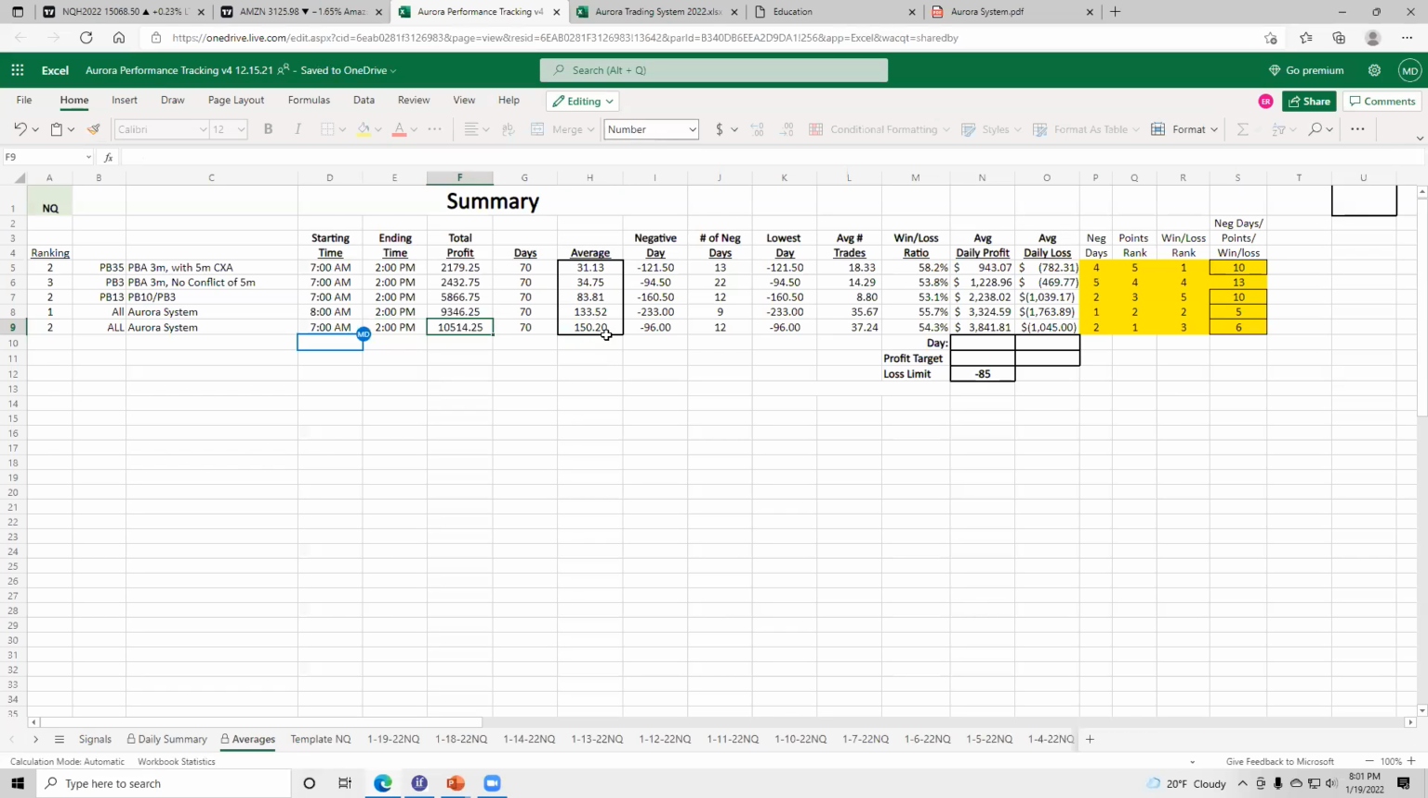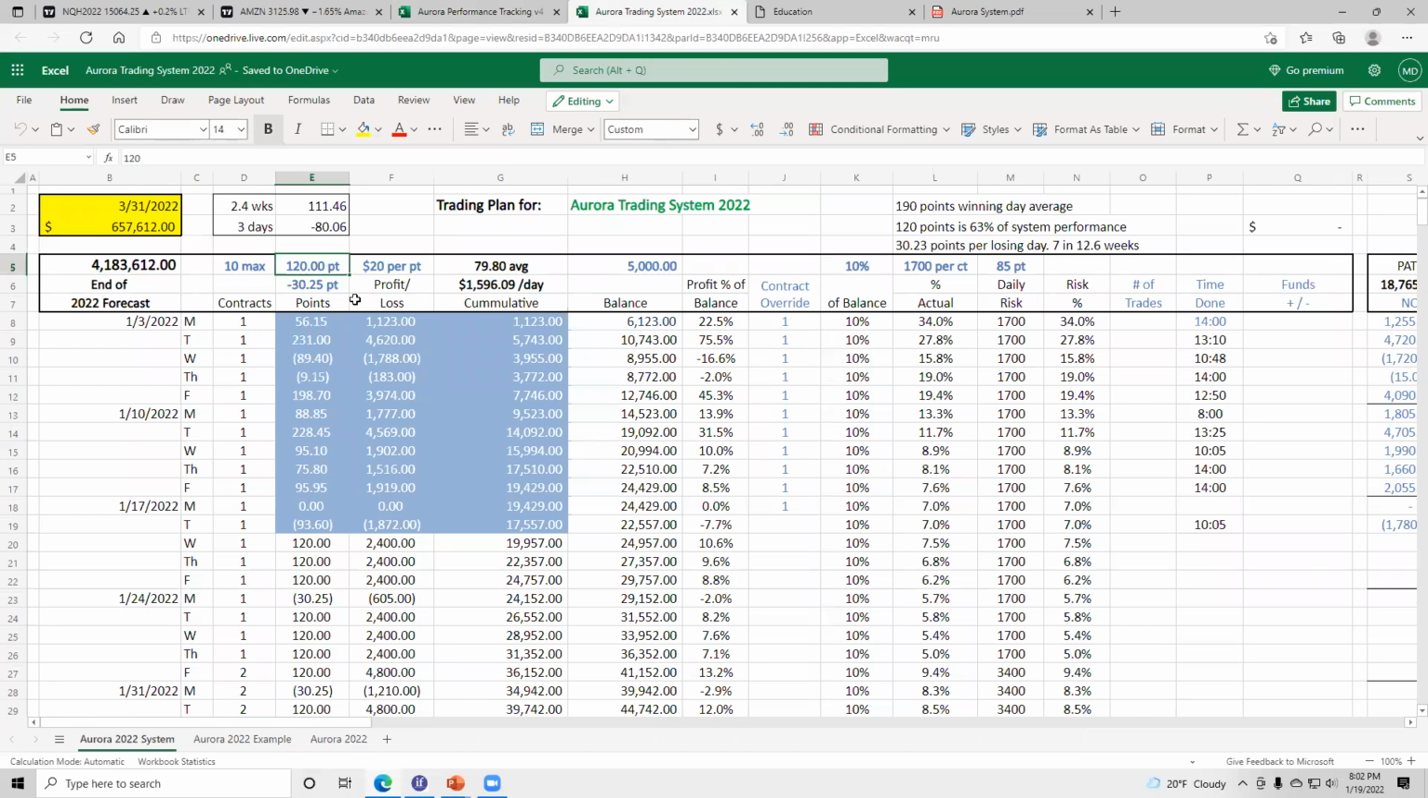150 points on an average day, 12 losing days out of 70, 192 points actually on the average winning day. Well, how much of that 192 points do you really need, or how much would you desire? So now there's two ways to answer that. Build your personal trading plan. Mine is set at 120 points. I may not achieve that on an average this year, but that's where I'm starting because I know it's very realistic compared to the 190 points of average winning day averages.